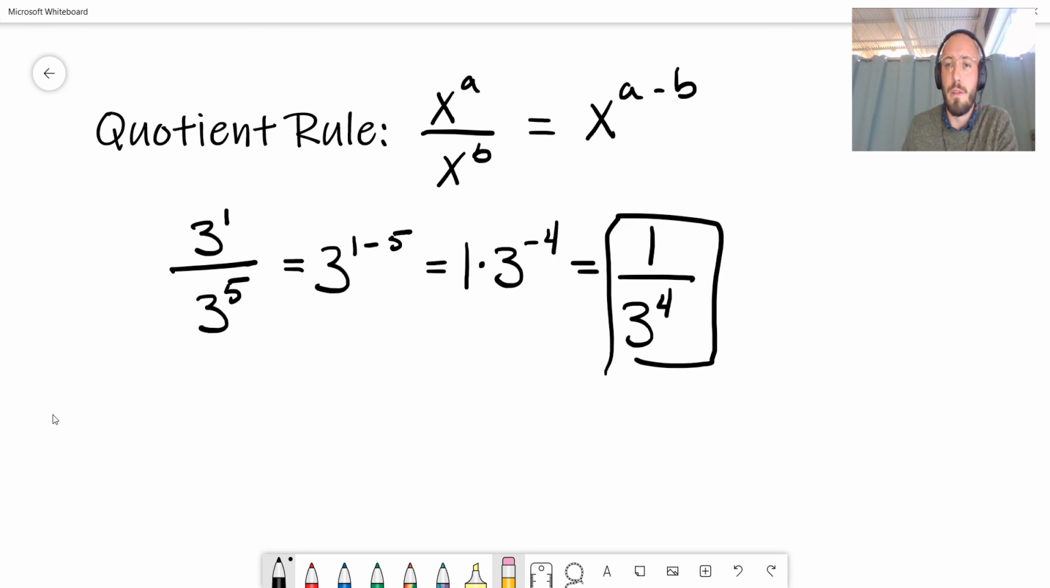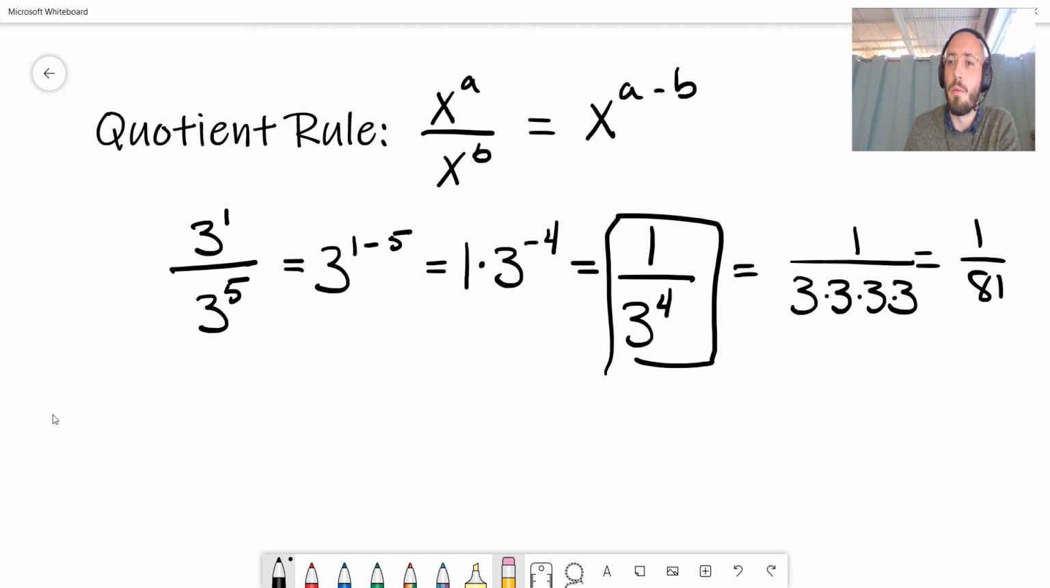And if you wanted to expand this out, you could say this is equal to 1 over 3 times 3 times 3 times 3, or 1 over 81. And that is the quotient rule.